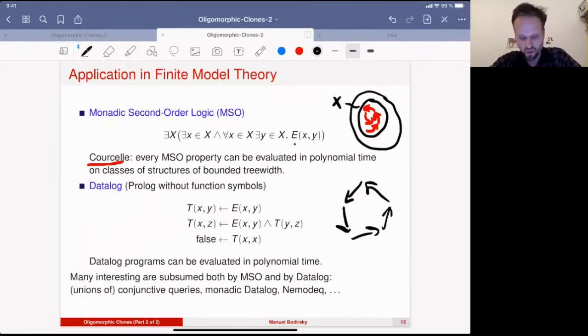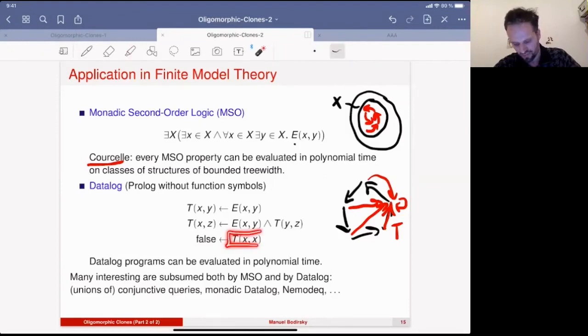So how does Datalog work? Datalog takes this graph and applies the rules whenever it can. For example, we have the first rule, E implies T. So if I have an edge in my graph, I can add a T edge. Then I also have the second rule, which establishes that T is the transitive closure of E. So I can derive these edges, all of them, and eventually even a loop. And then I have the third rule, which says, if I see a loop, I derive false. So the idea here is, again, that this Datalog program derives false for precisely those finite structures that have a directed cycle.